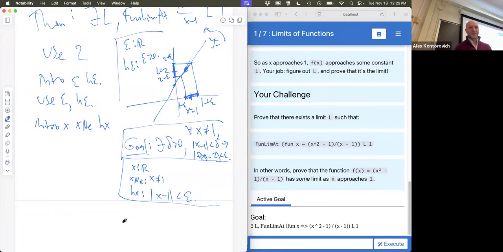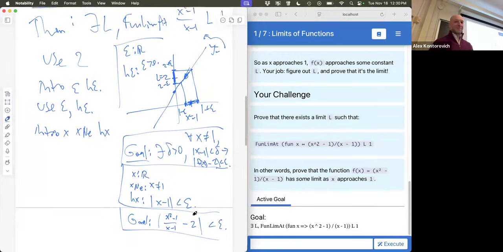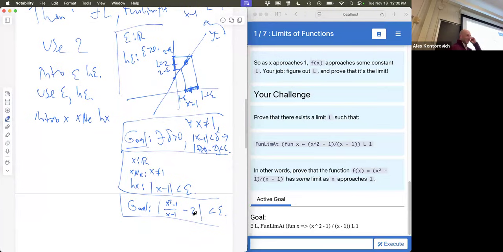And our goal now is to show, yeah, and f of x is this complicated thing. So it's x squared minus 1 over x minus 1, minus 2, is less than epsilon, knowing that x minus 1 is less than epsilon. Like factor and field_simp, if you know that it's not 1. That's exactly what we need to do.